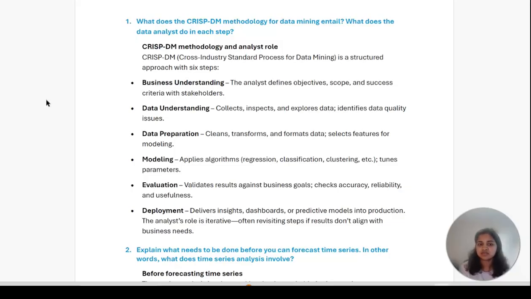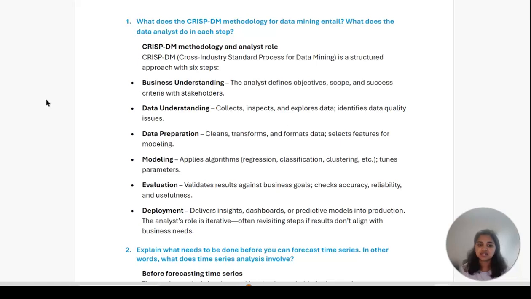The first question is, what does the CRISP-DM methodology for data mining entail? What does the data analyst do in each step? Here, CRISP-DM stands for Cross-Industry Standard Process for Data Mining, which has 6 steps. The first step is business understanding. The analyst defines objectives and success criteria with stakeholders.